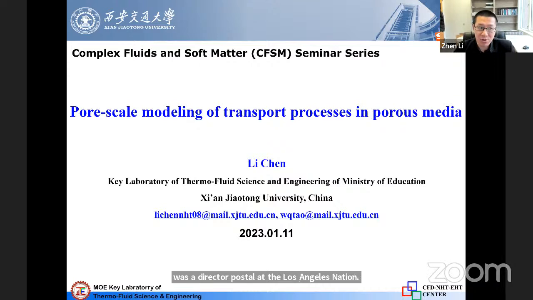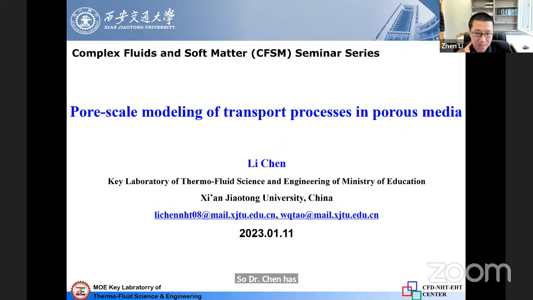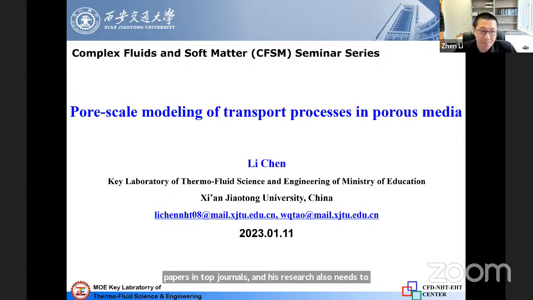Dr. Chen was the winner of the Young Scientist Award of the Asian Union of Thermal Science and Engineering. His research focused on transport phenomena in porous media with the background of fuel cell, flow battery, carbon dioxide storage, and hydrocarbon resource exploration. Particularly, he has developed an advanced pore-scale model based on the Lattice Boltzmann method for coupled multi-phase flow, heat and mass transfer, chemical reaction, and solid precipitation-dissolution processes in porous media. Dr. Chen has published more than 100 journal papers in top journals, and his research also led to over 40 conference presentations, 10 patents, and 8 software copyrights.